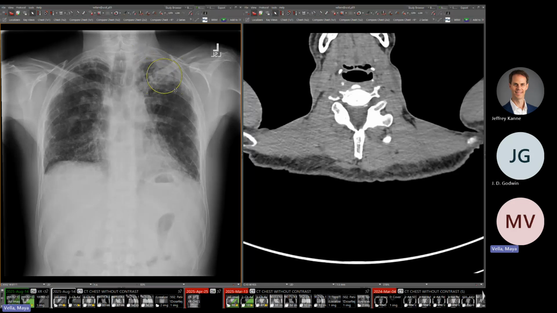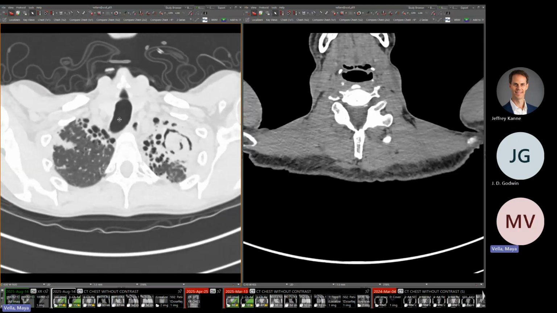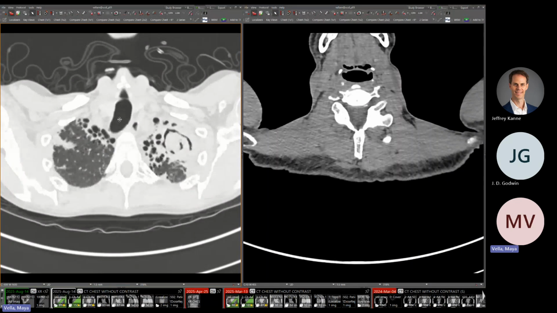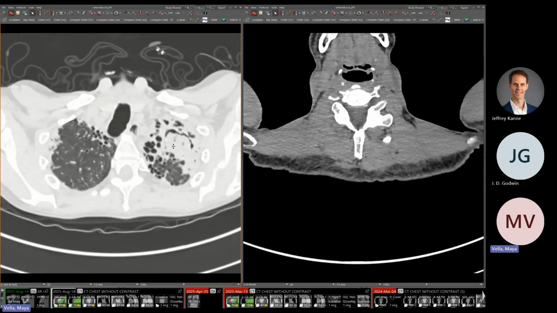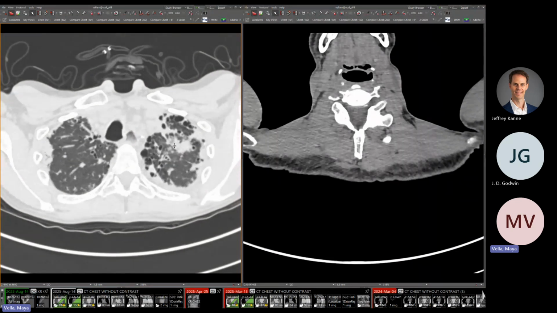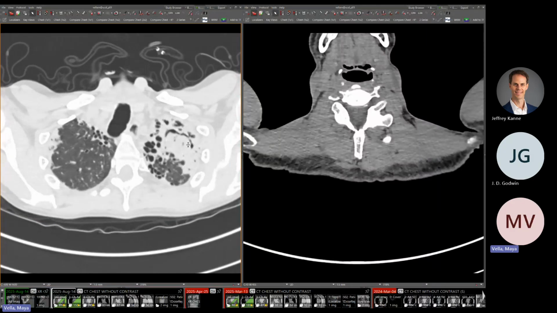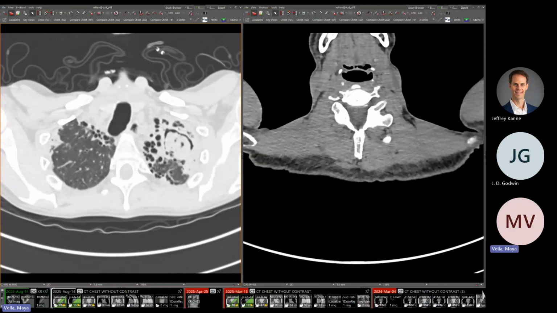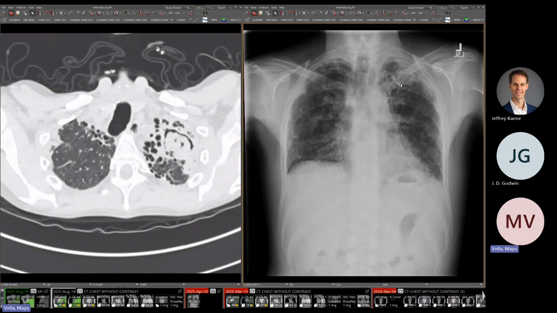So this is, in fact, a mycetoma in this patient who has bad fibrotic interstitial lung disease from, I believe, scleroderma, connective tissue disease. And they have this little mycetoma that's hanging out in their fibrotic lung cavity up here at the apex. But it's just a nice comparison on the radiograph here where you can still see that nice rim of air around it.